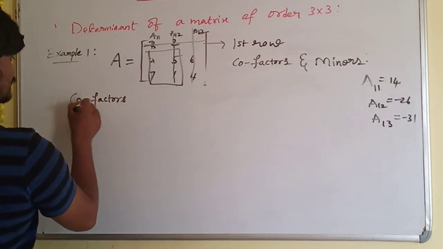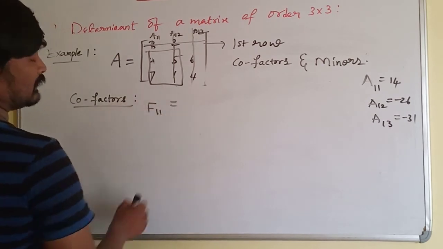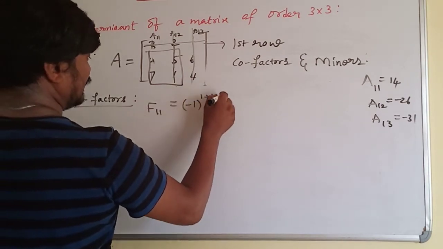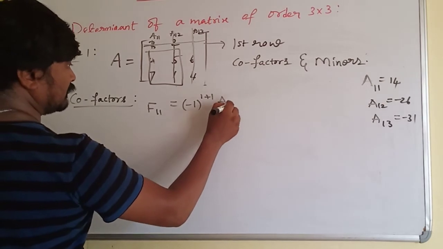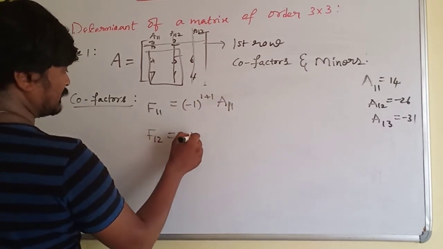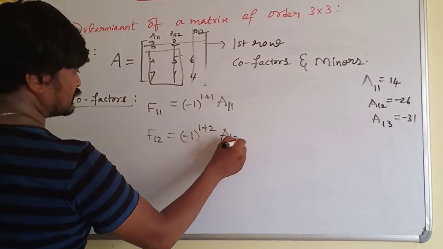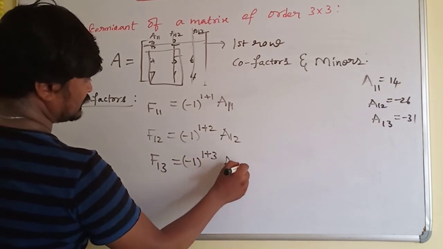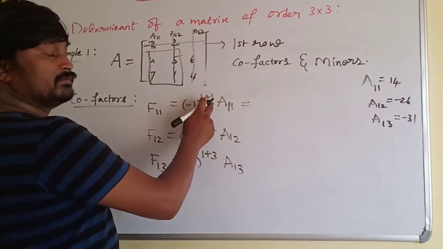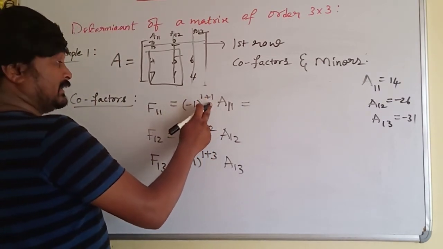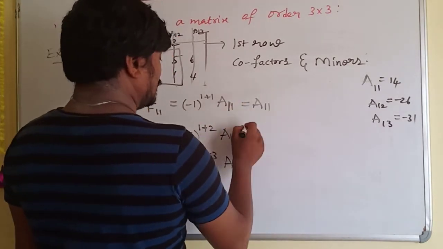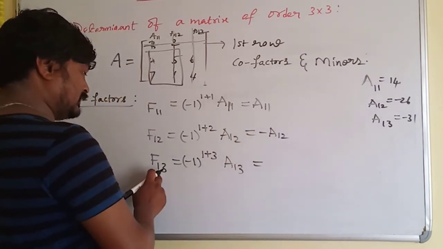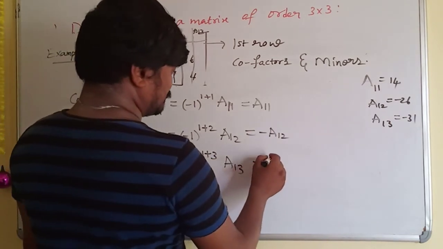So the cofactors: F11 means minus 1 whole to the power of 1 plus 1, times A11. Same method, F12 is minus 1 whole to the power of 1 plus 2, times A12. Then F13 is minus 1 whole to the power of 1 plus 3, times A13. Here 1 plus 1 is even, so plus A11. Here 1 plus 2 is odd, so minus A12. And here 1 plus 3 is 4, even, so plus A13.